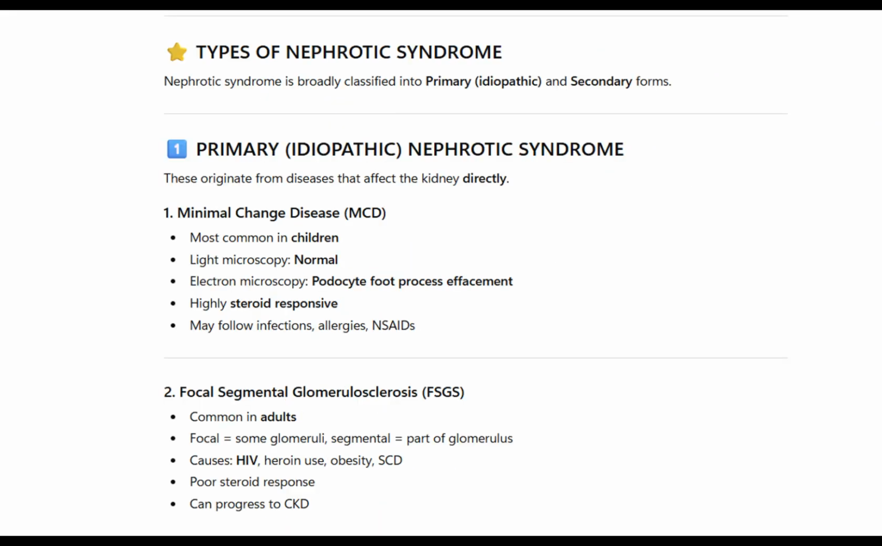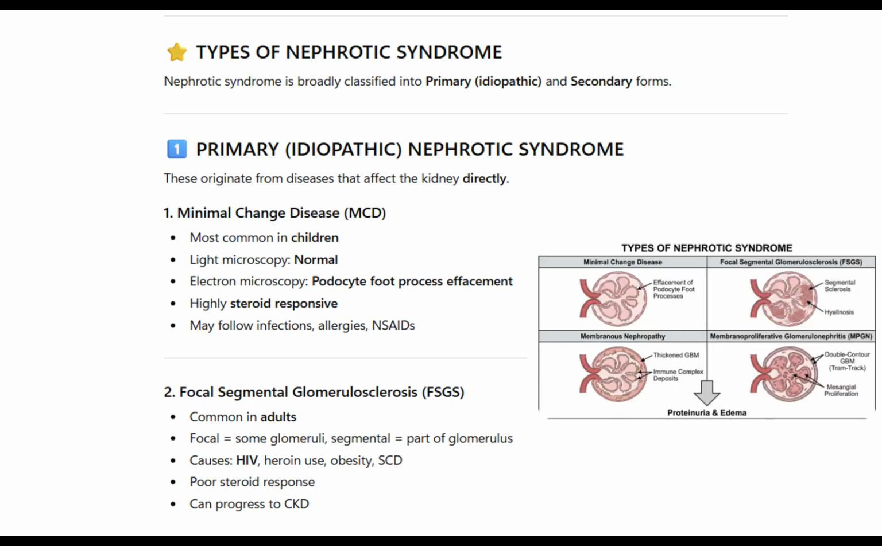Nephrotic syndrome can be classified into two major groups: primary nephrotic syndrome, where the disease originates within the kidney itself, and secondary nephrotic syndrome, where systemic diseases or external factors damage the glomerulus. Let's go through each type in detail. Primary nephrotic syndrome. Primary nephrotic syndromes are caused by diseases that directly affect the glomerular filtration barrier.